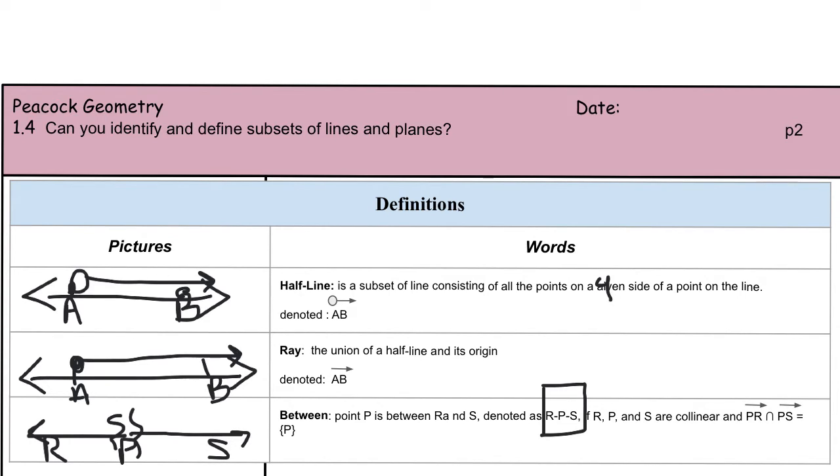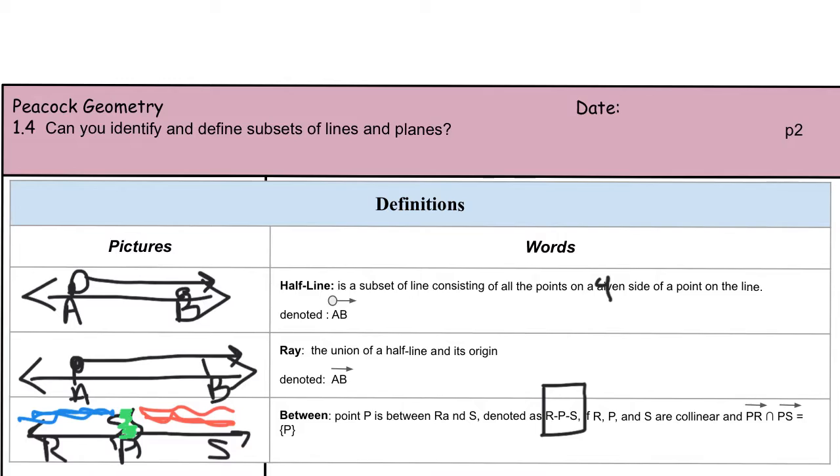All of these points on this side belong to the set that is ray PS. All these points on this side belong to the ray that is PR. But the intersection, since they both include P, is just the element P. Okay?